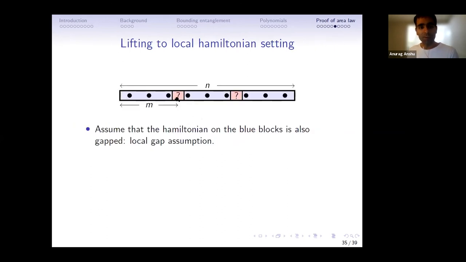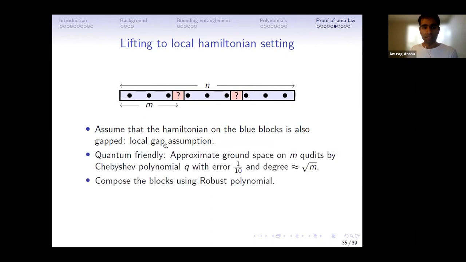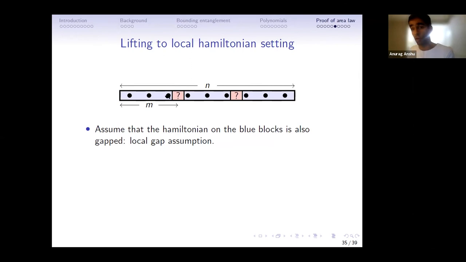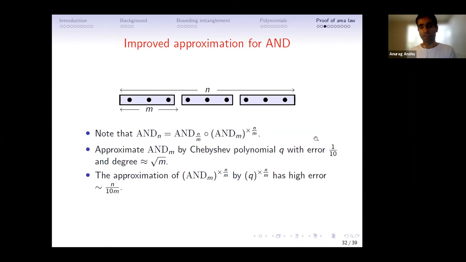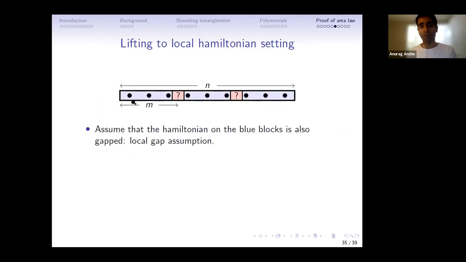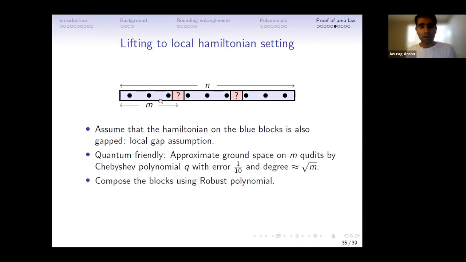So we could follow the same strategy as before. We could take our n qubits now. These are not classical bits anymore. These are quantum particles. They have nearest neighbor Hamiltonian interaction. Let's take n of them and divide them into groups of m each. If there is a spectral gap on each of these blocks, then one can approximate each block by the Chebyshev polynomial, just like what is happening in the classical case. In this step, where we are approximating each of these blocks with a Chebyshev polynomial, the same can be done here with the local gap assumption. We approximate each block with a Chebyshev polynomial with error 1 over 10 with degree roughly root m.